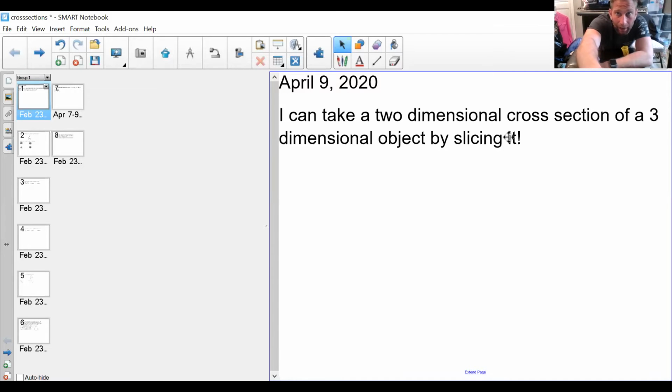And we are going to talk today about taking a two-dimensional cross-section of a three-dimensional object by slicing it. So I'm going to show you what the cross-section is, because it's kind of hard to explain. And I'm going to show you with Play-Doh. If you happen to have some Play-Doh at home, feel free to follow along. Grab your Play-Doh, grab a plastic knife or a butter knife or something to cut it with, and we're going to see exactly what a cross-section is.